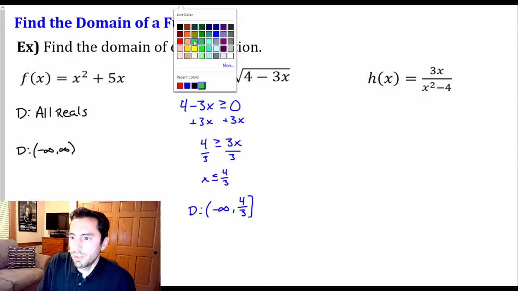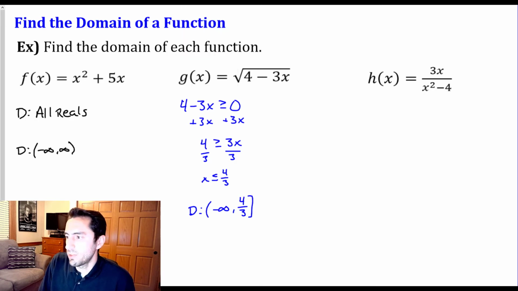Okay, and the last one. The last one deals with the last restriction we're going to come across mainly. In this case, h of x is equal to 3x over x squared minus 4. So written as a fraction is just division.